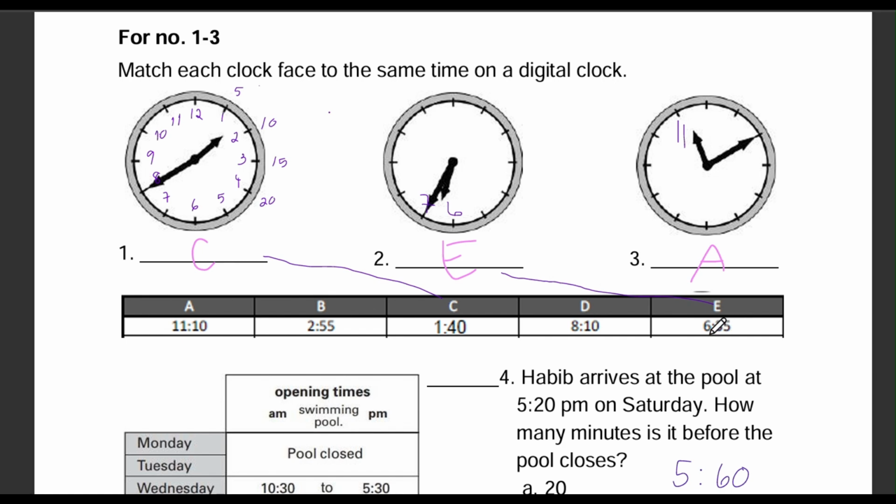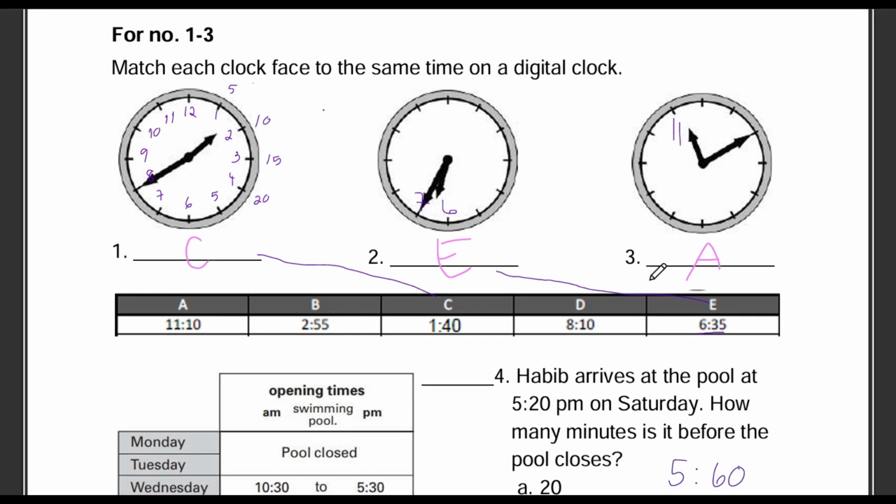Explanation. The clock shows 6:35. The hour hand is between the 6 and 7, and the minute hand is on the 7, which means 35 minutes. Why not the others? A. 11:10 is wrong. B. 2:55 is wrong. C. 1:40 is wrong. D. 8:10 is wrong.